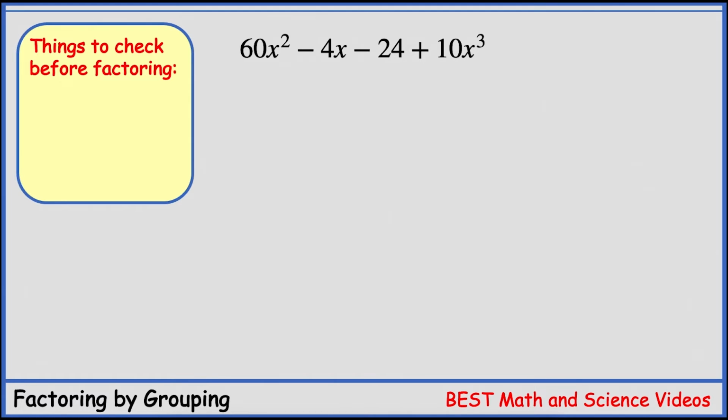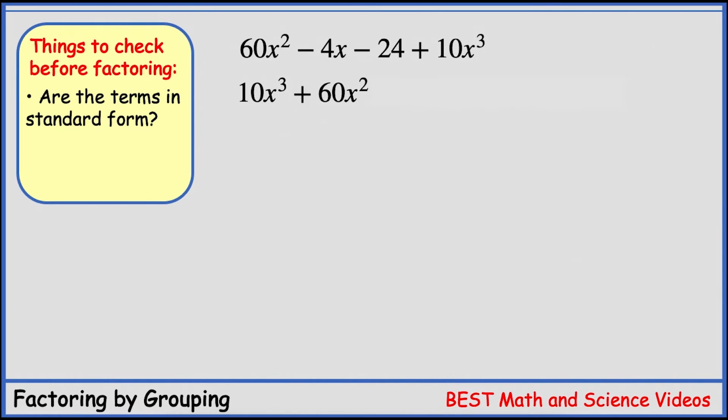First, look at the order of the terms. It's important to start by making sure the expression is in standard form. This means ordering the terms from highest power to lowest power. So the expression should be written as 10x cubed plus 60x squared minus 4x minus 24.